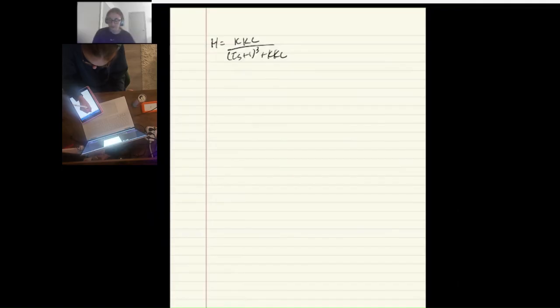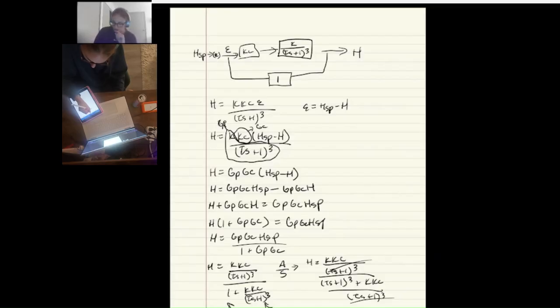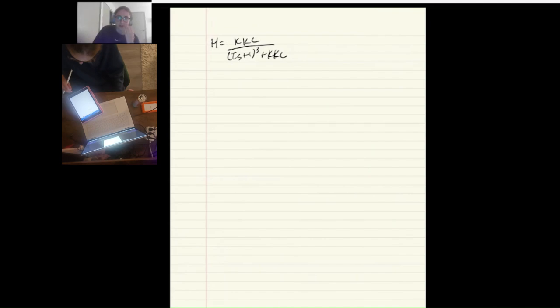So this is the answer for part 1. This needs to be multiplied by A over s as well, where A is the magnitude of the step. So that needs to be on there. This is the end of part 1.